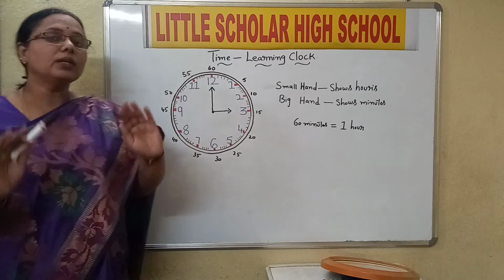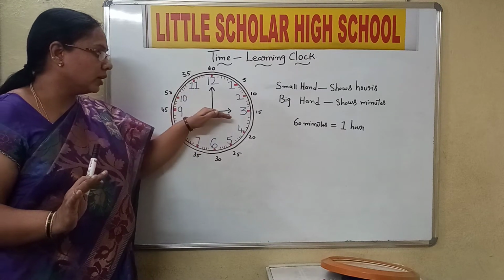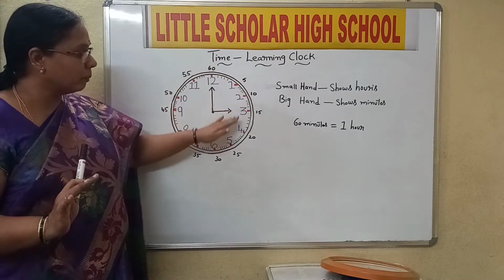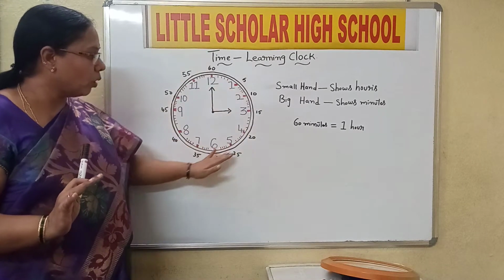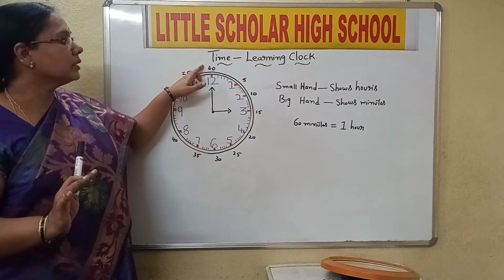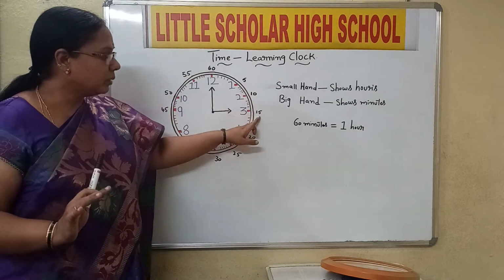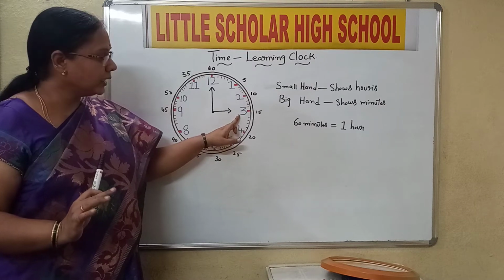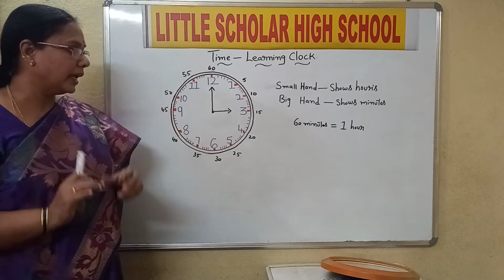So basically you understand that we have two needles, one showing the hours and the other showing the minutes, and each number is 5. So when you add up all the 5s, it will be 60. 5 minutes, 10 minutes, 15 minutes. That means if one hand is on 3 and the other hand is on 3, that is 3:15.